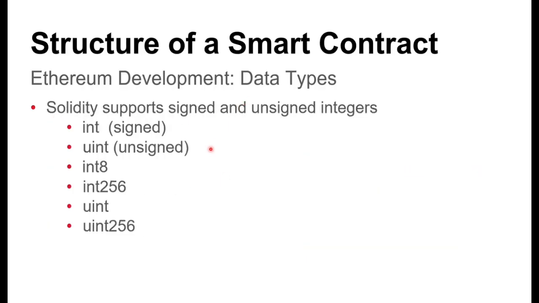And then we also have our integers. So we have signed integers and unsigned integers. So this is the U, prefix U to int is unsigned. And you can see sizes for the integer as well. So we have 8, 256, unsigned integer, and then 256. So think about performance on the blockchain, and you will want to optimize your data.